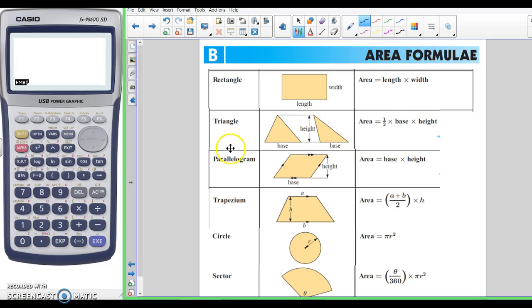Now a parallelogram, it's the same as a rectangle essentially, but it's been squashed or pushed over onto a bit of a slant, as you can see here. So if we straightened up these sides, you just have a rectangle, so the area equals base times height.